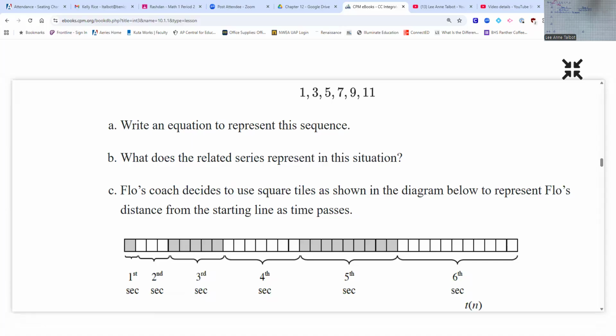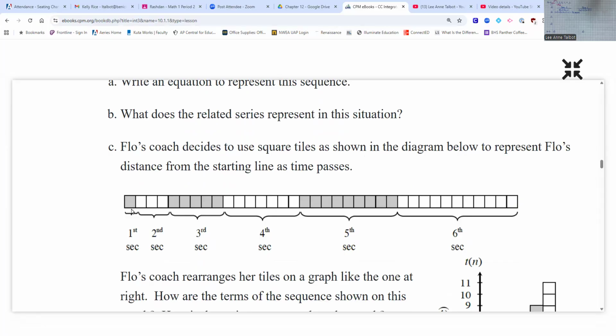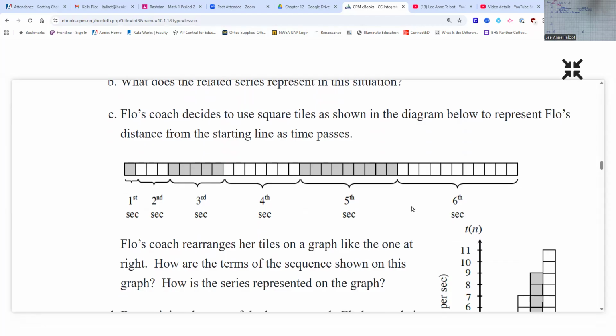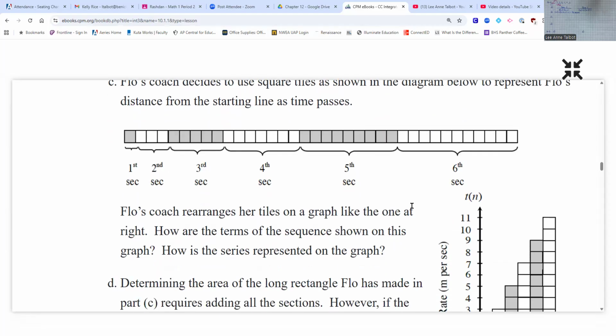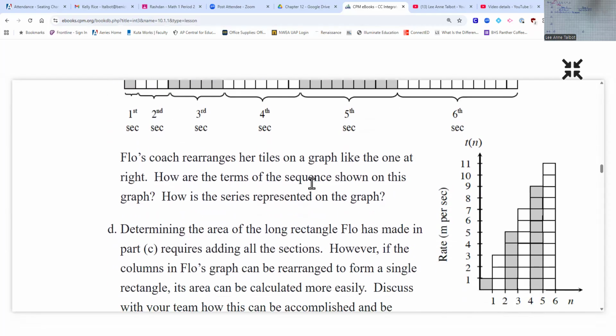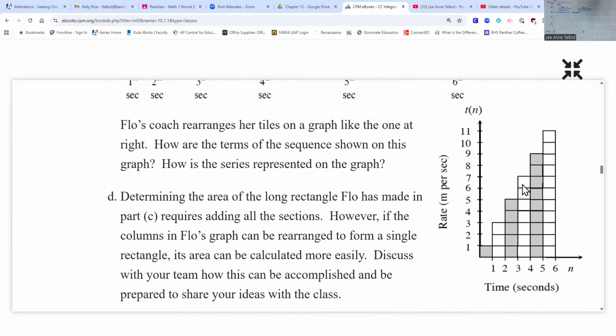Flo's coach decides to use square tiles as shown in the diagram below to represent Flo's distance from the starting line as time passes. So there's her first second, second second, third second. Look at how fast she's going. It's great. Okay. I don't know why a coach would do this, by the way. I feel like no coach would actually do this, but whatever. Flo's coach rearranges her tiles on a graph like the one at the right.